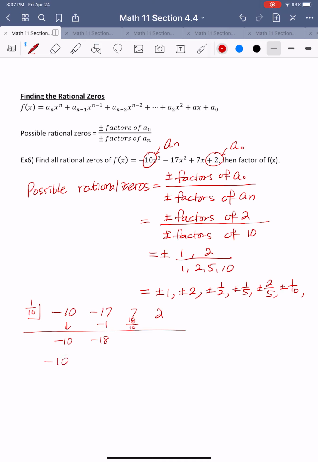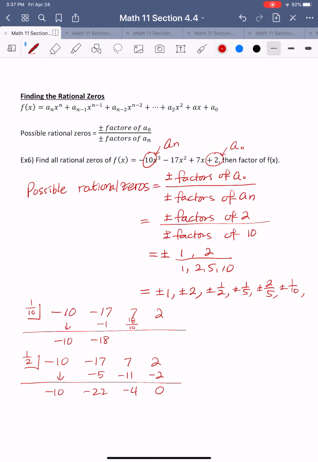So start it over. Negative 10, negative 17, 7 and 2. And then this time, I think I want to use 1/2. If I do that, it becomes negative 10, which is negative 5, negative 22, negative 11, and then negative 4 and negative 2.